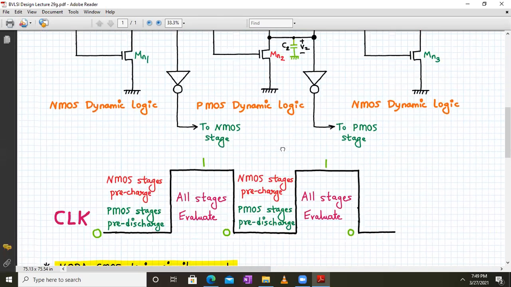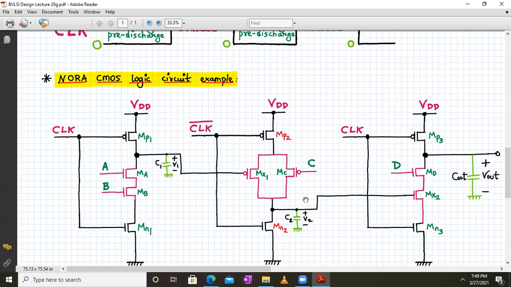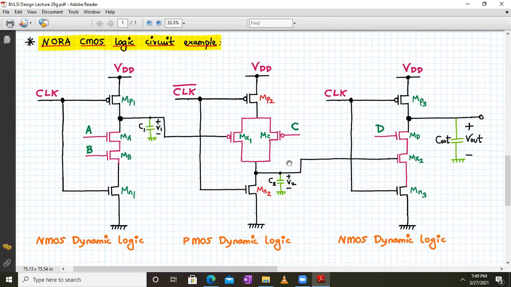The speciality here is as follows: whenever the clock is 0, all the NMOS stages pre-charge and all the PMOS stages pre-discharge. I'll explain what pre-discharge means. When the clock is 1, all the stages evaluate. Again, when the clock is 0, NMOS stages will pre-charge, and the PMOS stages will pre-discharge. And again when the clock is 1, all the stages will evaluate. So let us consider one example, and then we can concretely decide what we are actually saying.